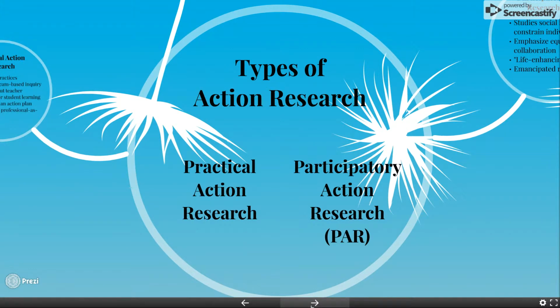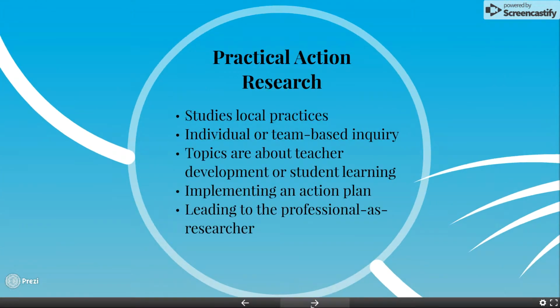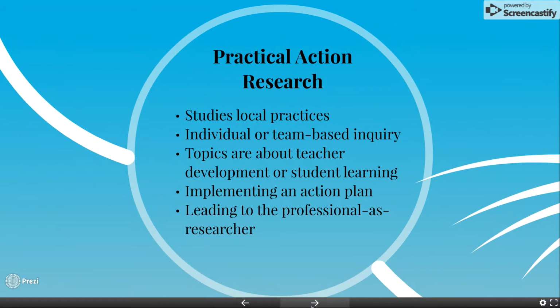There are two types of action research: practical action research and participatory action research. Practical action research looks at local practices. It is individual or team-based inquiries, and the topics are about teacher development or student learning. It's all about implementing an action plan and that teacher turning into a professional as researcher.